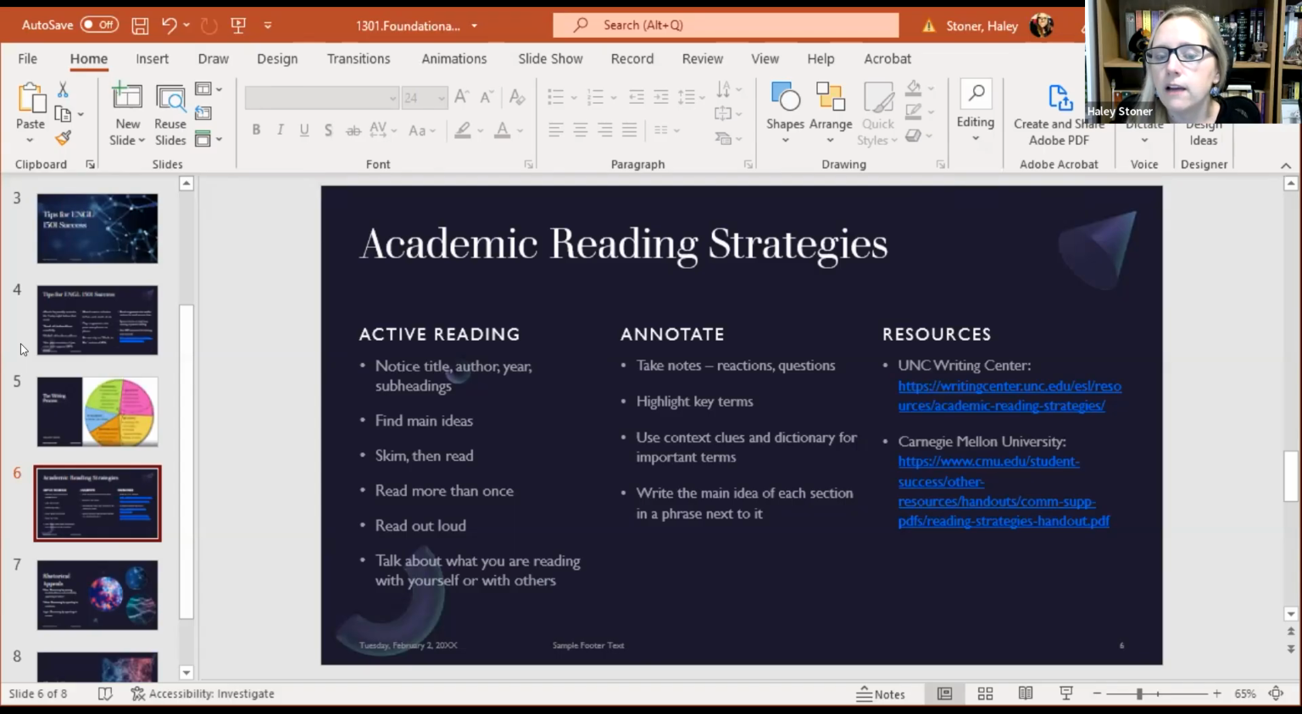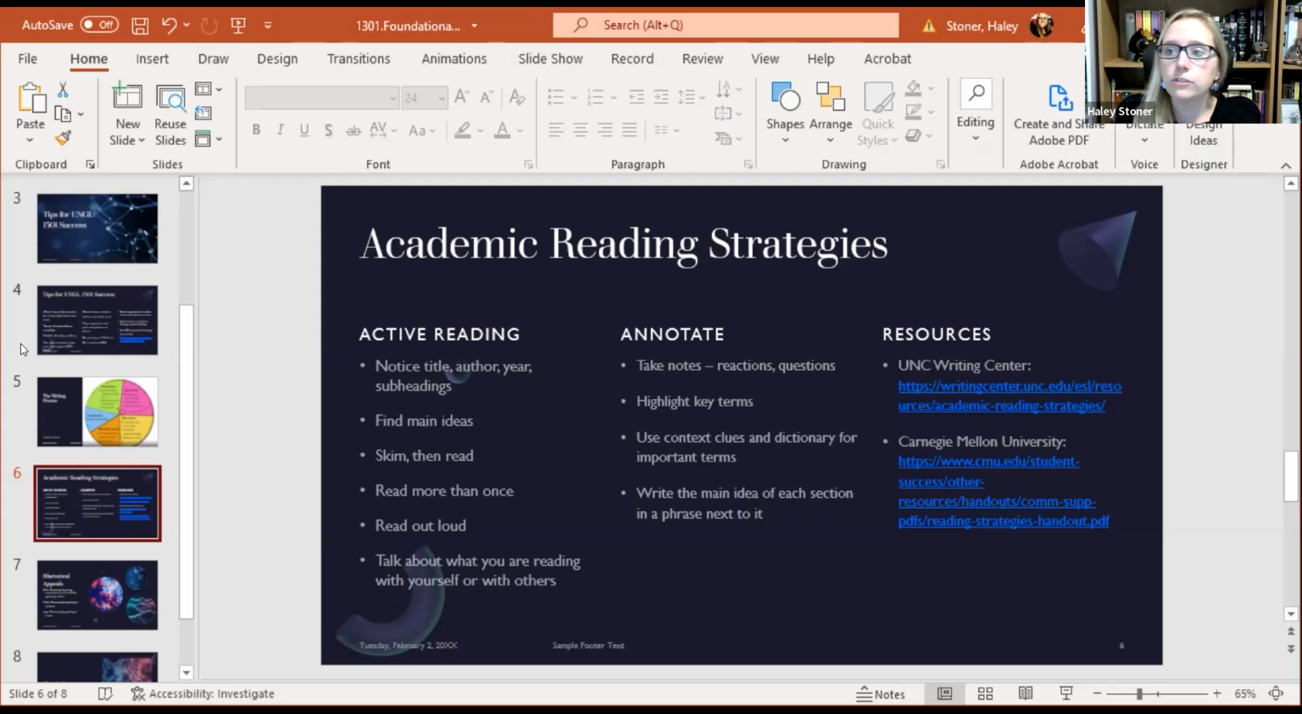Also recommend reading out loud, and not just the things that we're reading for a class, but also what we write, reading our drafts out loud as we're checking them, as we're thinking about them. It can really help us to understand and to see more.